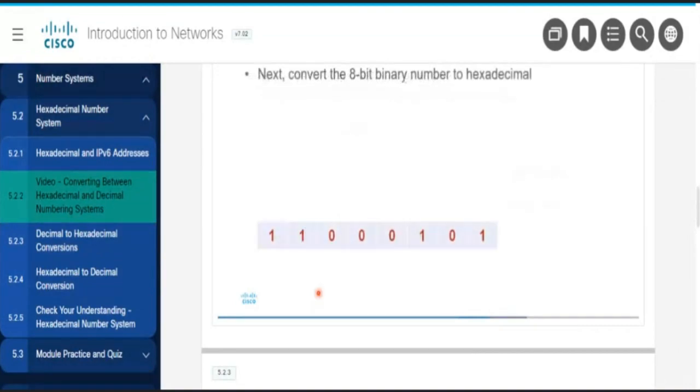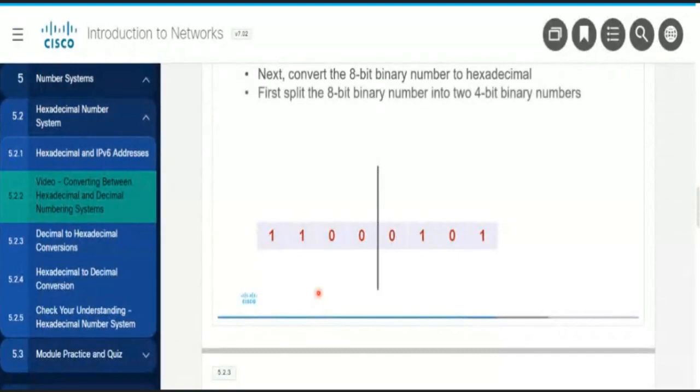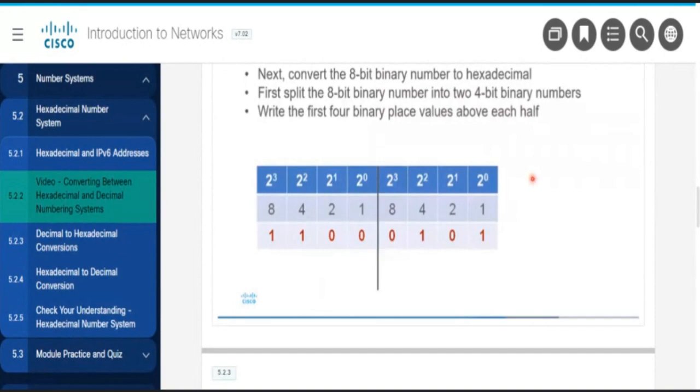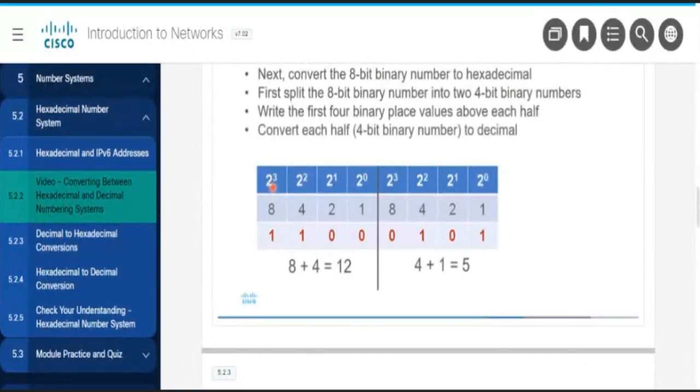The binary number is 11000101. Next, I'll convert the 8-bit binary number to decimal by first splitting it into two 4-bit binary numbers. And then I'll rewrite the first 4 binary place values above each half. So here I have 1, 2, 4, 8, and then repeated on the left, 1, 2, 4, 8. Then I'll convert each half to decimal and then each decimal to its equivalent hex value. On the left side, we get 8 plus 4, which equals 12, and on the right side, we get 4 plus 1, which equals 5.